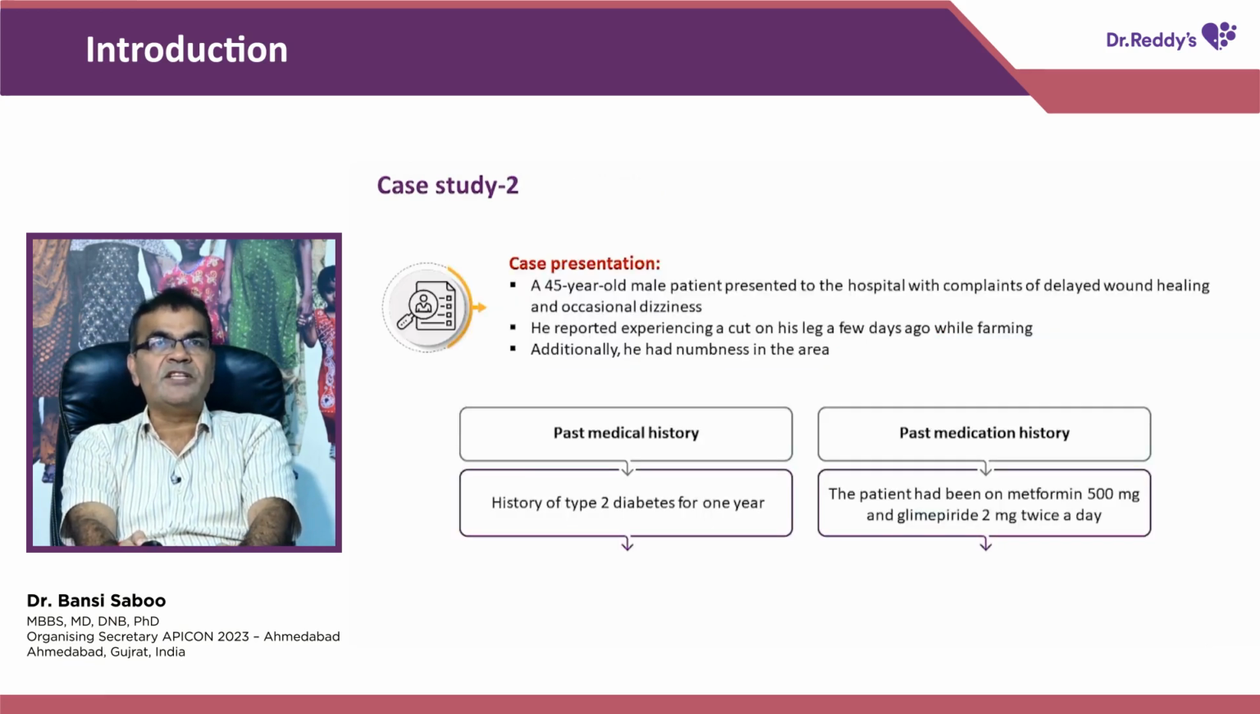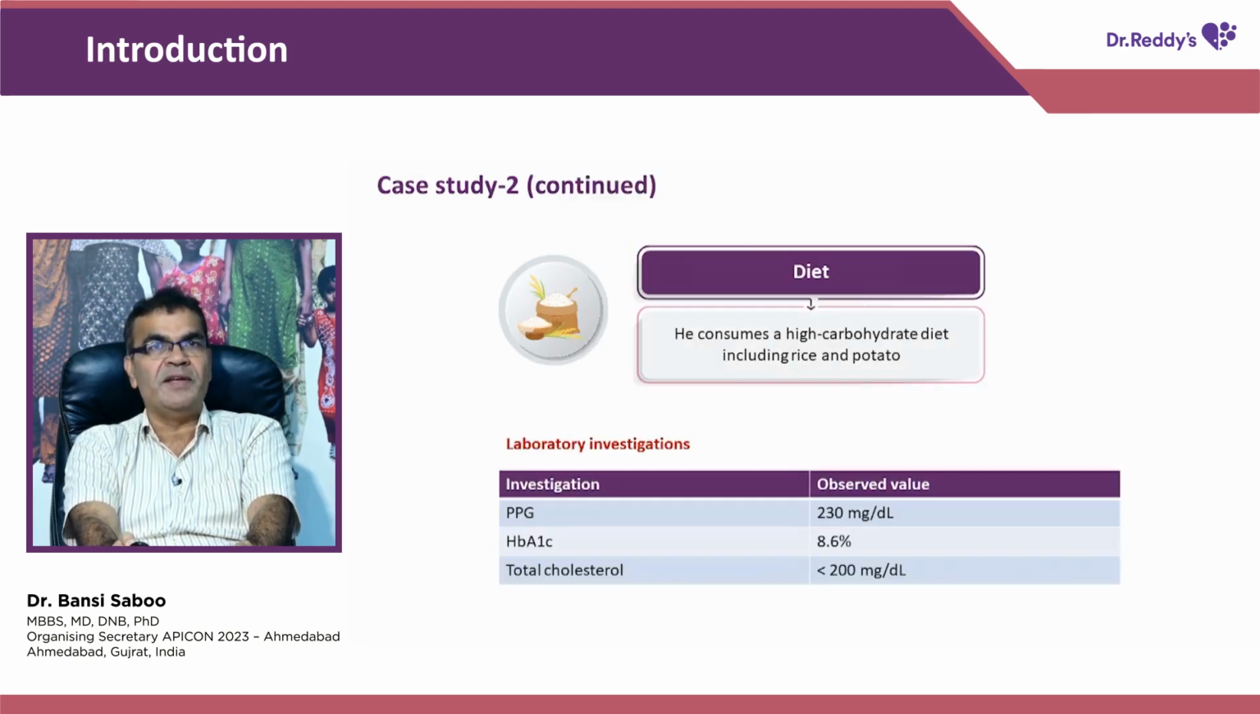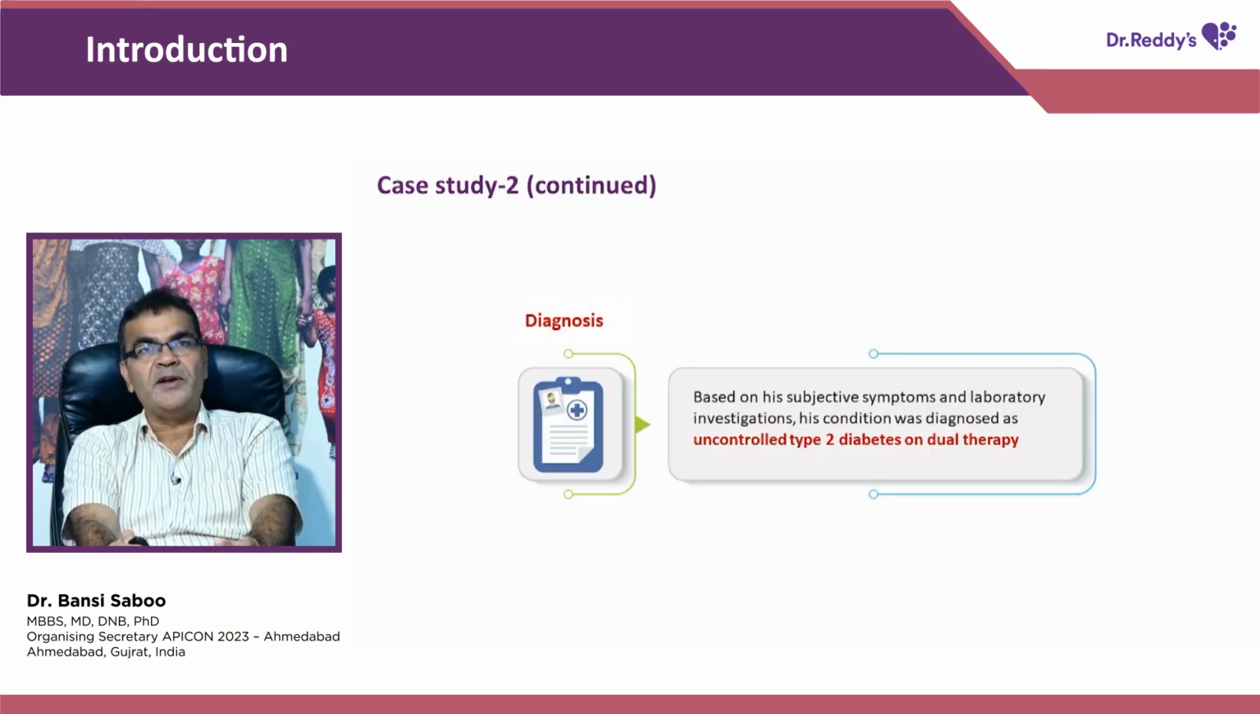The other case is a 45-year-old male, again with uncontrolled diabetes and delayed wound healing. He reported a cut on his leg a few days ago while farming. The patient was already a type 2 diabetic, and glimepiride and metformin were both given. His HbA1c is very high and he consumes a very high amount of carbs, not the sugar actually. We tried to change the carb content of the diet, and the LDL cholesterol is high.